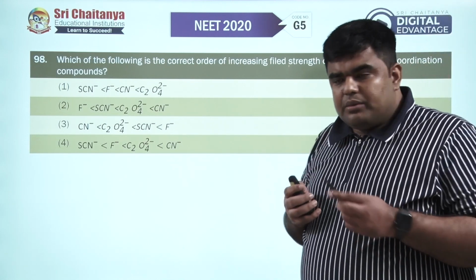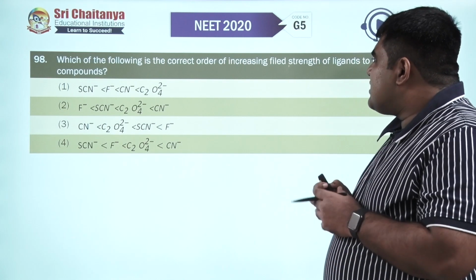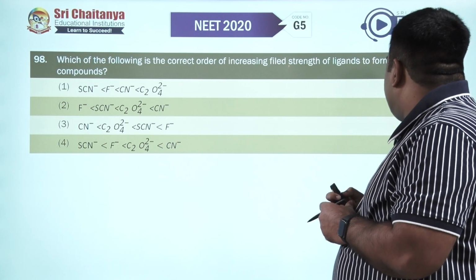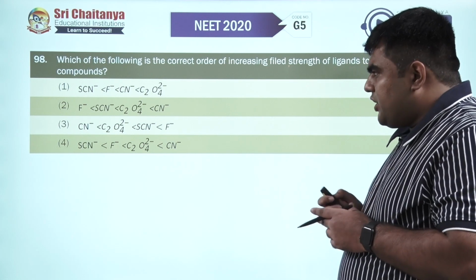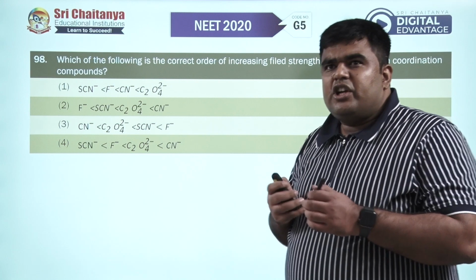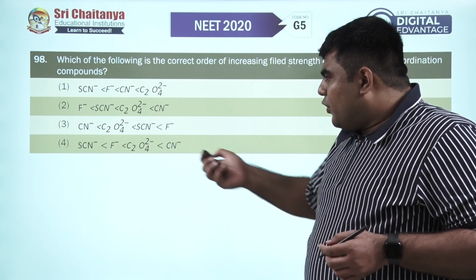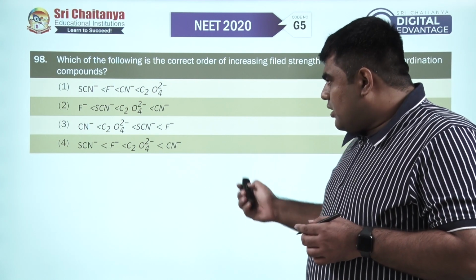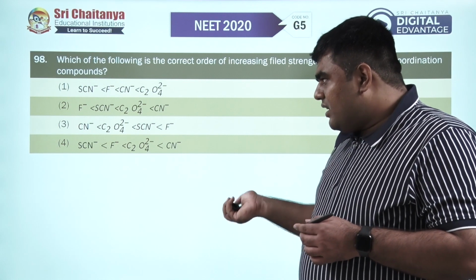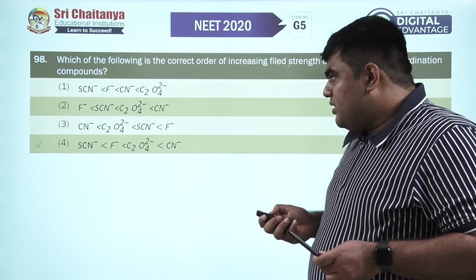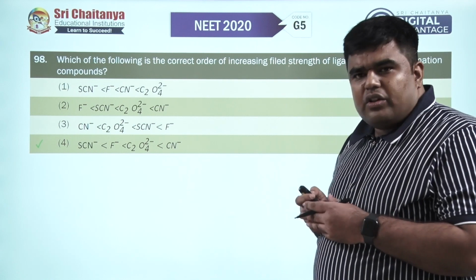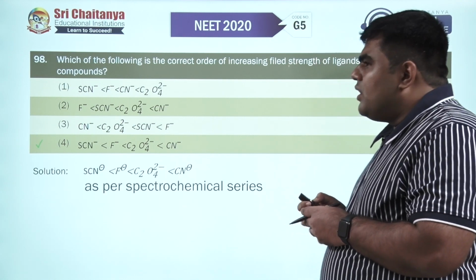Question number 98. Which of the following is the correct order of increasing field strength of ligands to form coordination compounds? This is from the spectrochemical series. We know that the fourth option follows the correct order: CN minus is greater than oxalate and F minus, and then SCN minus. So the fourth option is the correct option for question number 98.